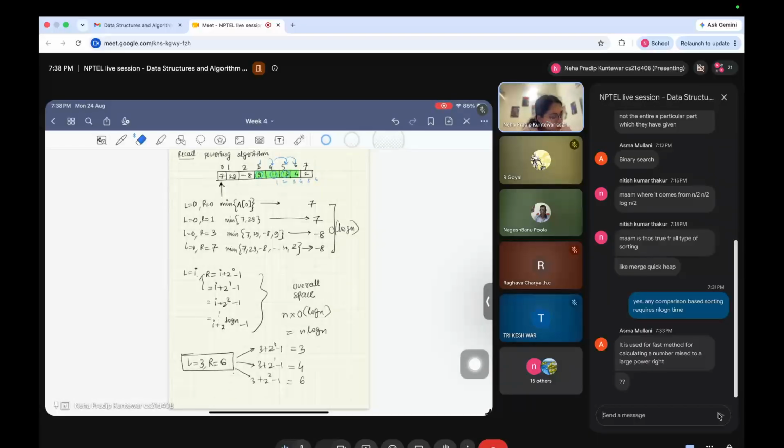So I already have this value stored. If R is 6 and L is 3, then I will just look at the entry here. So let me call this matrix B. I'll just look at 3 comma 6, and this is going to give me the minimum. It has stored this value, which is 4. Is this okay? Yes, ma'am.